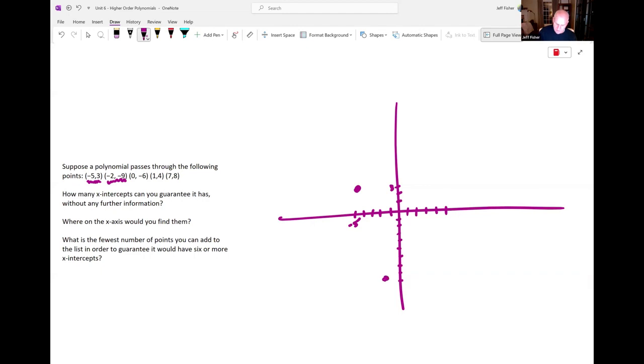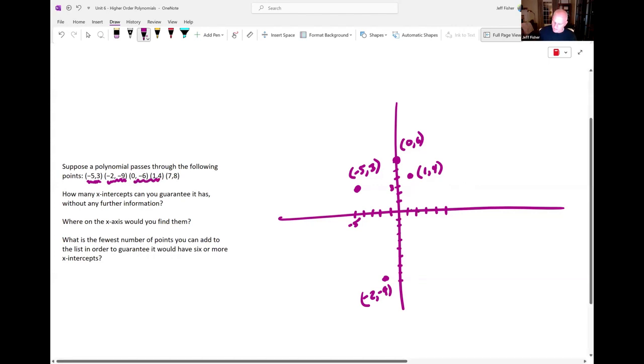So this is -5 and 3. This is -2 and -9. It passes through 0 and 6. 1, 4. And it passes through 7, 8. So it goes here to here.